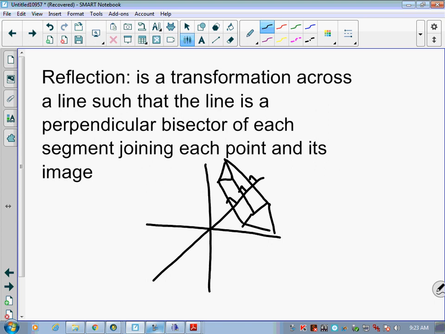We want to go back to that strict definition: a transformation across the line such that the line is a perpendicular bisector of each segment joining each point in its image. So what we want to do is look at each individual point. We don't want to just eyeball it. Do we understand what I'm saying there? Because when we eyeball it, that's when we tend to make mistakes. We don't end up with true reflections. We'll wind up with something that's too close to the line of reflection on the other side, where it's really close over here and really far apart.